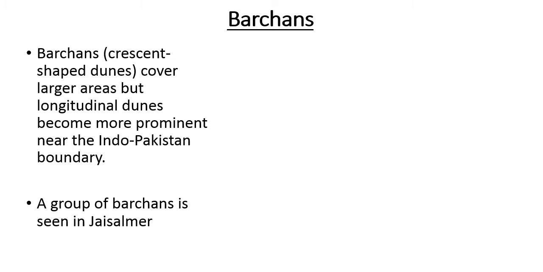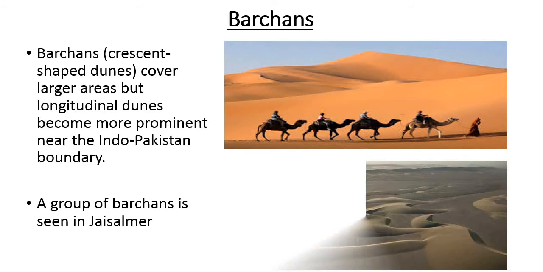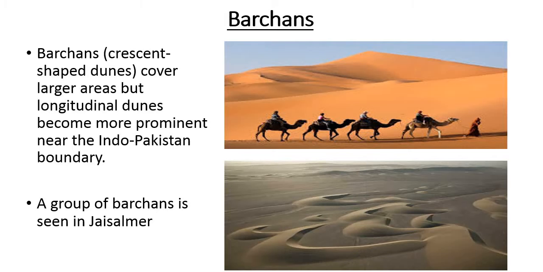Next, Barkhans, crescent shaped dunes. Barkhans are crescent shaped dunes. They cover large areas, but longitudinal dunes become more prominent near the Indo-Pakistan boundary. A group of Barkhans is seen in Jaisalmer.